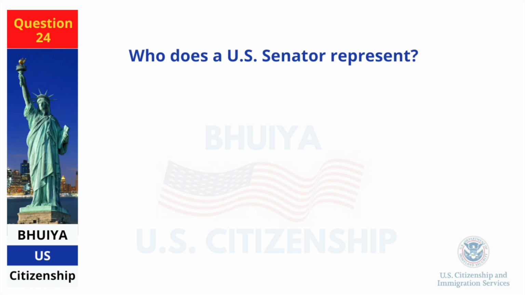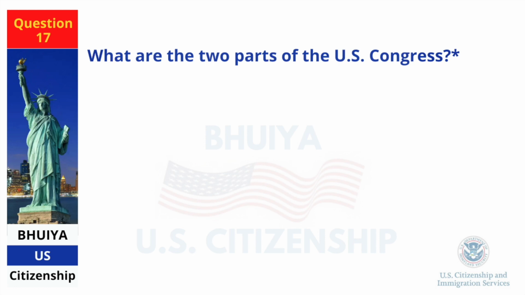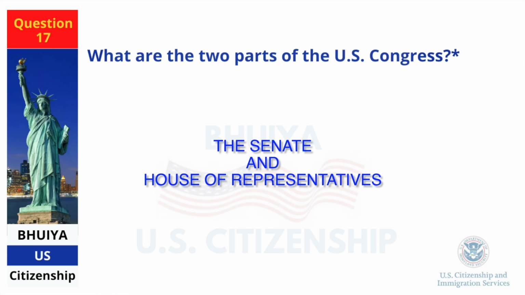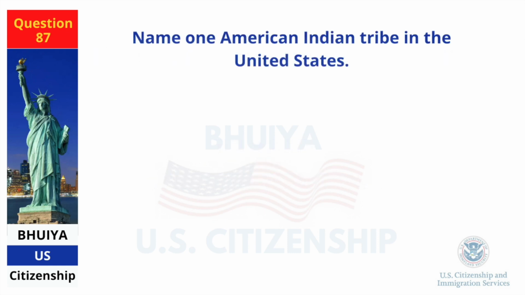Who does a U.S. Senator represent? All people of the state. What are the two parts of the U.S. Congress? The Senate and House of Representatives. Name one American Indian tribe in the United States. Cherokee.